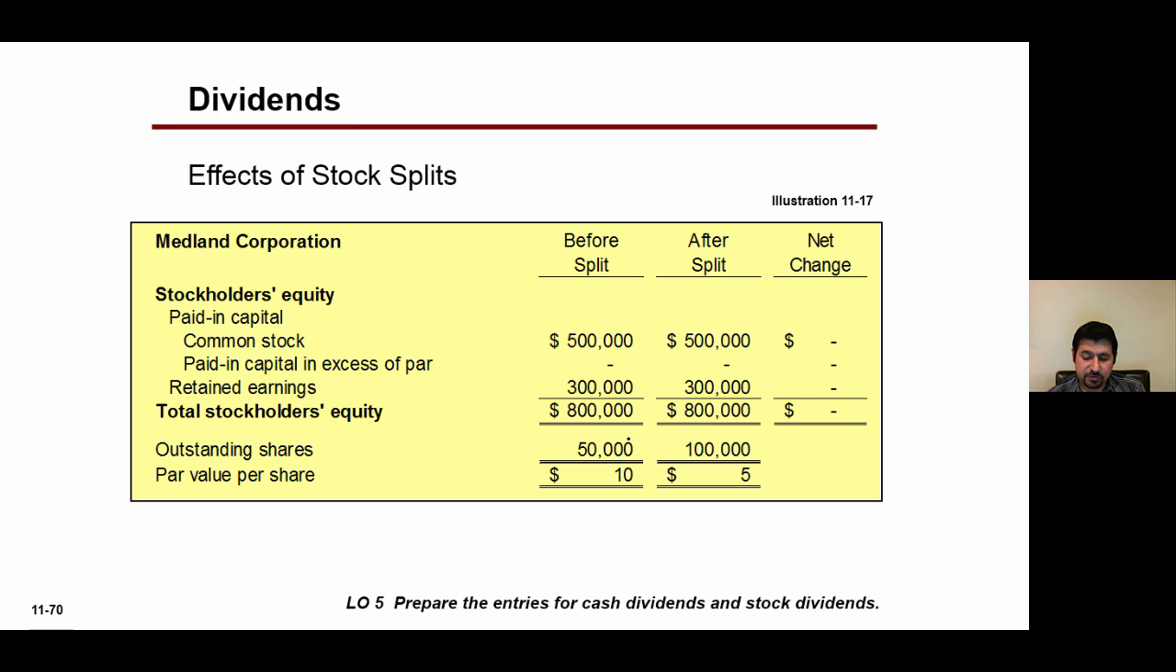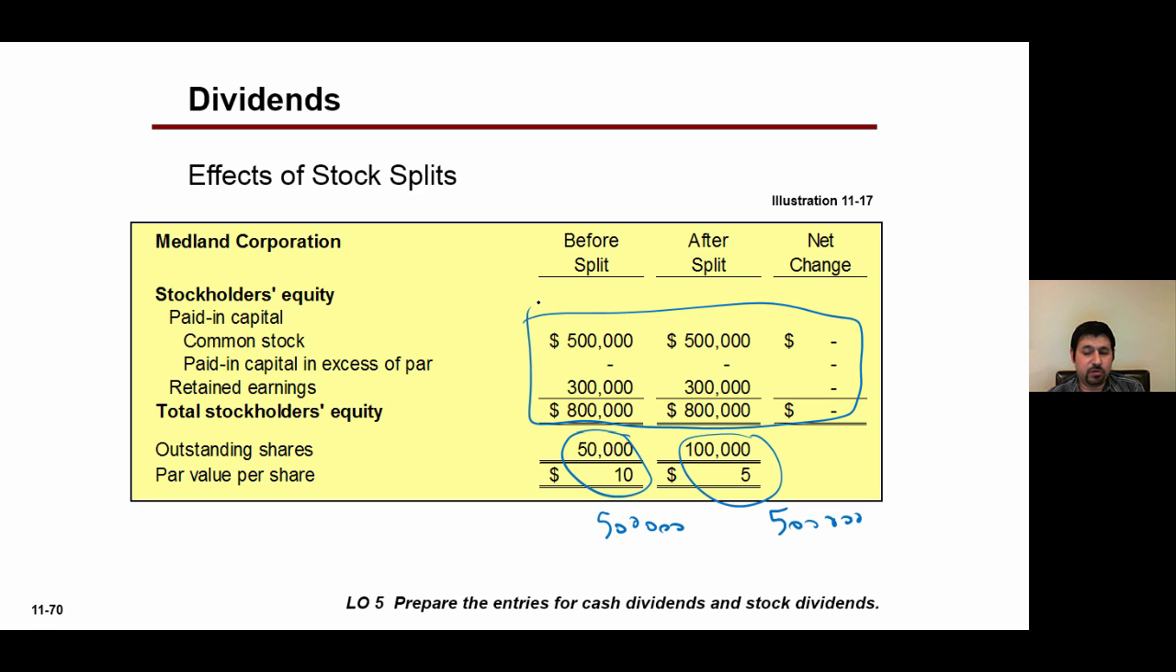As you can see, this is 50,000 multiplied by 10, which is 500,000, and this one is 100,000 multiplied by 5, which is also 500,000. The difference here is 0. There is no change when the stock is split.